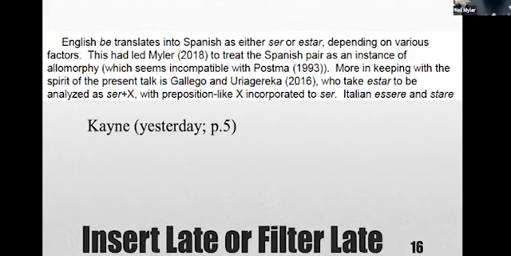And again, you could do this with filters, right? You could say, oh, well, if you've done the incorporation step, but you put that together with ser, then, oh, no, you don't want to do that. But either way, you have to be doing something late, I think. I agree with Richie that what I said in 2018 is incompatible with Postma 1993. But for reasons I discuss in the online appendix to Myler 2018, I'm not bothered about that.